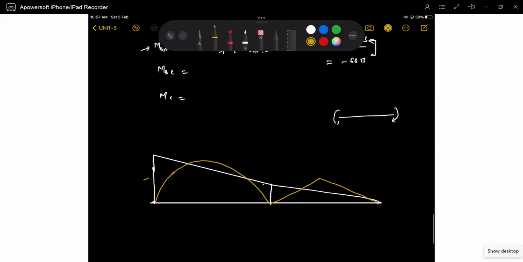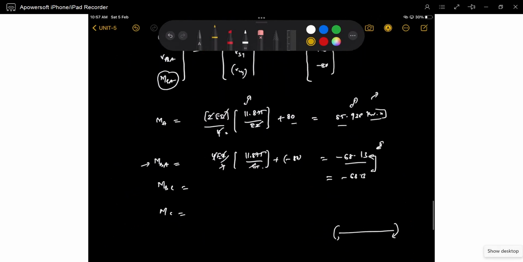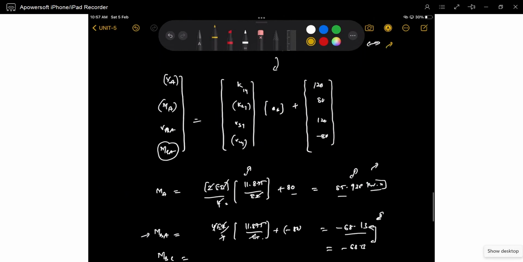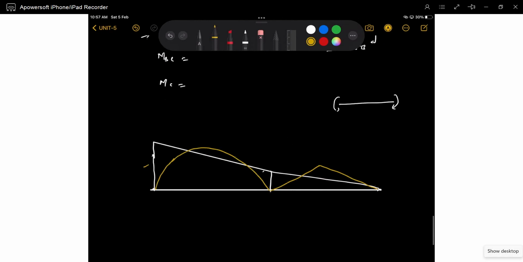Otherwise, this is very simple because now you can understand. You can find out the vertical reactions also. VA you can find, VBA you can find out, and VBC also, for the next matrix. You can club VBA and VBC. You can find out the vertical reactions also.